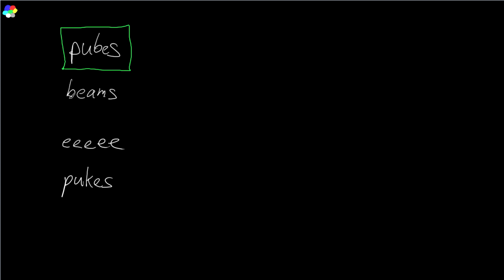The word beams. You get 1 point for every letter that matches, and you get 2 points if the letter matches and is in the correct place. So we have exactly 1 letter that matches and is in the correct place. So that's 2 points. Now we have another match here. It's not in the right place, but it's a match. So that's 1 point. So this would be a 3-point guess.